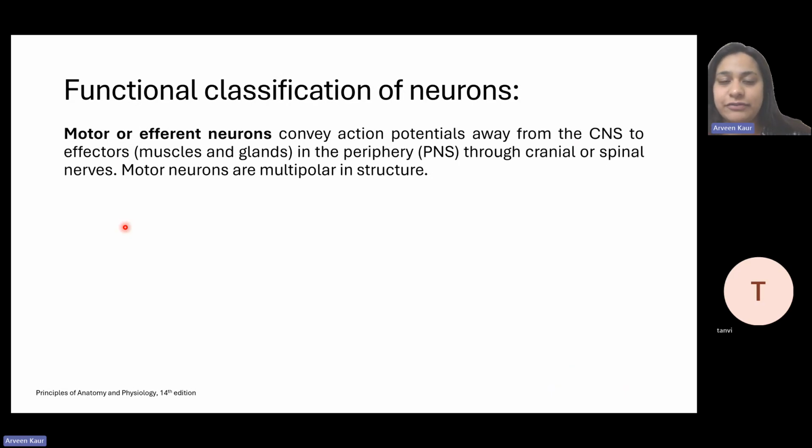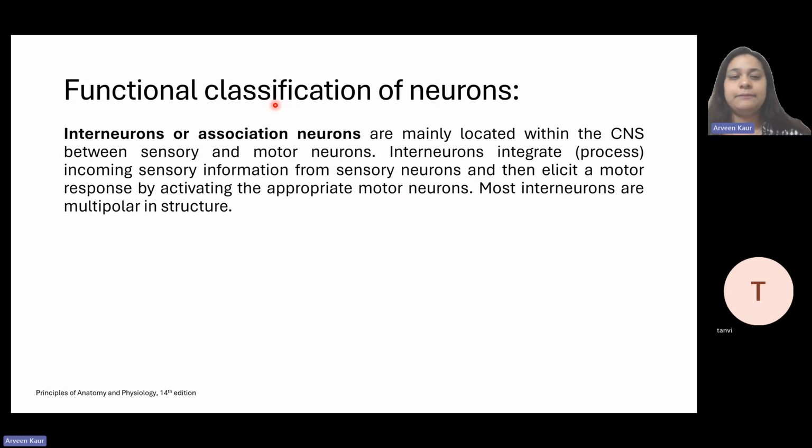Now, what is motor or efferent? It is the direct opposite of sensory or afferent, right? They are basically conveying action potentials away from the CNS to the effector, be it the muscle or the glands in the peripheral nervous system, through cranial or spinal nerves, and these are generally multipolar in structure, right?